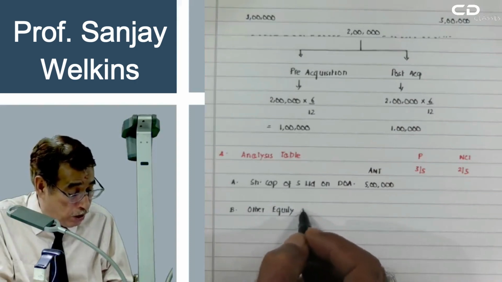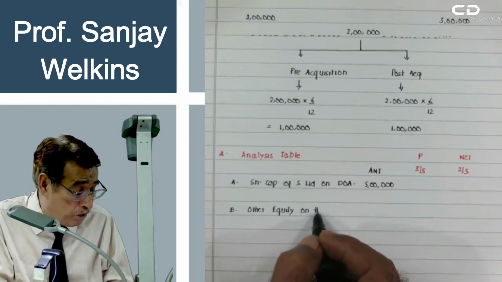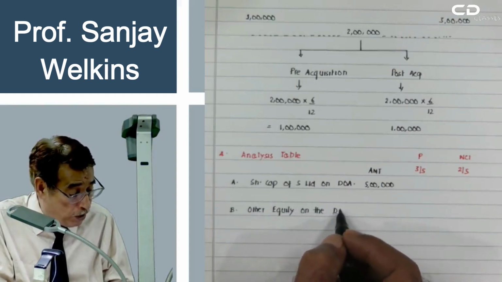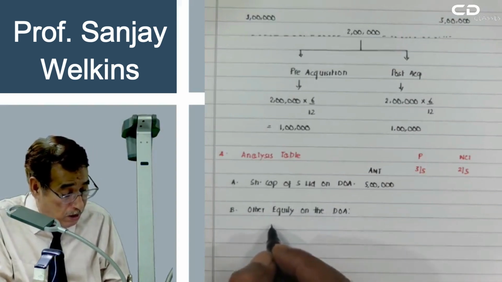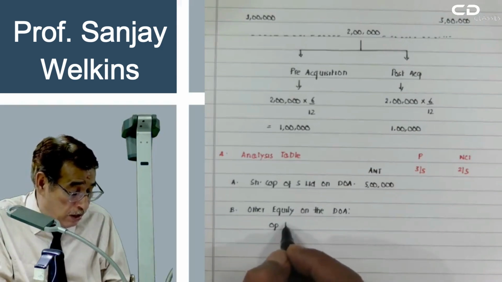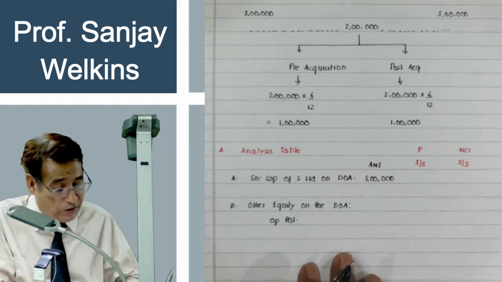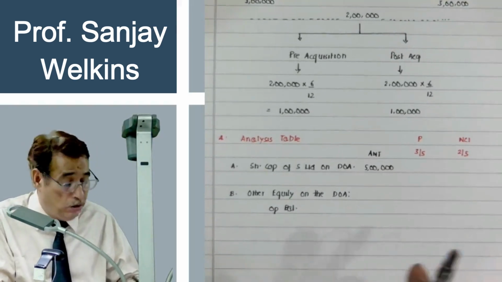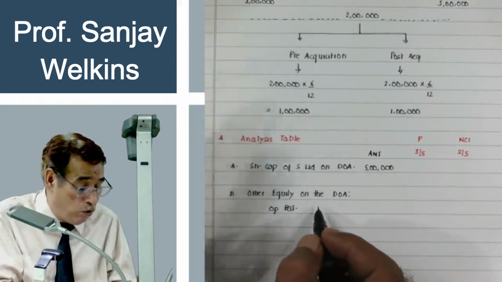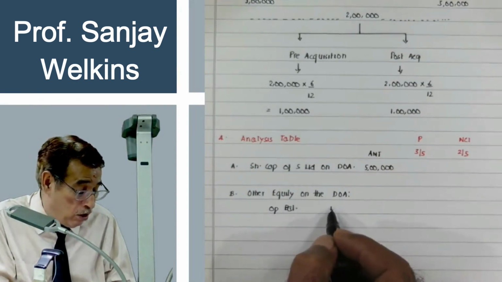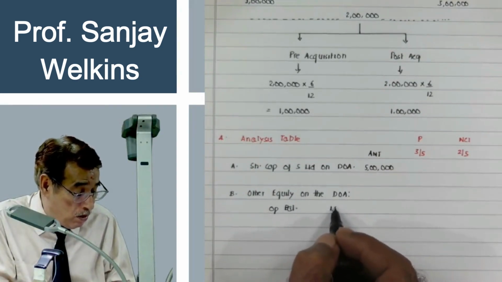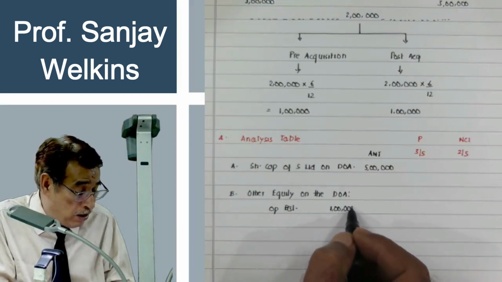So other equity on the date of acquisition. This time you will have to be careful. See here, in order to know what was the other equity, means reserve and surplus, other equity on the date of acquisition. We know that opening balance is 1 lakh. In the beginning of the accounting year, other equity balance was 1 lakh.